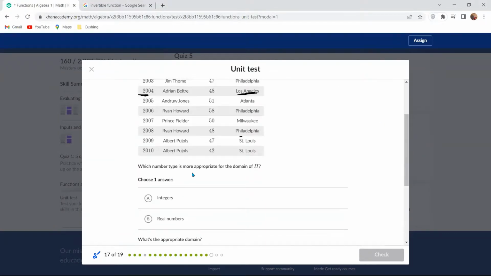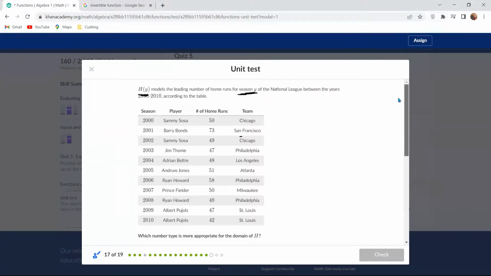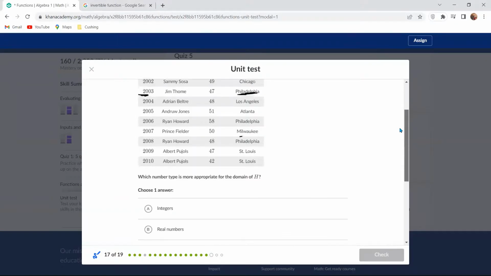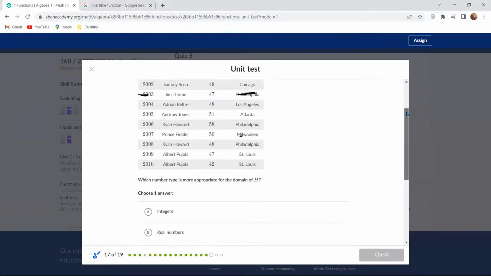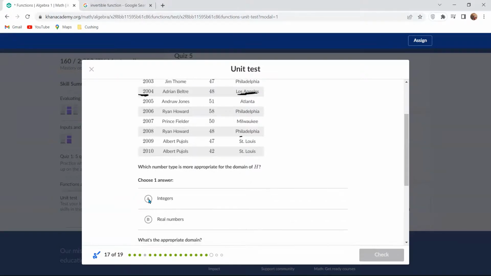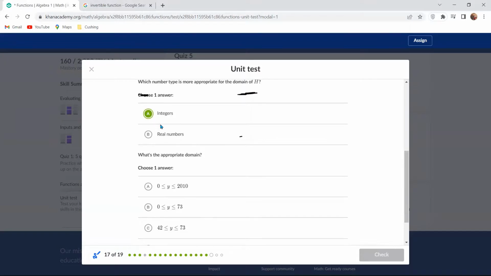Which number type is more appropriate for the domain of age? So the domain is the input, which is the year. What is an appropriate number type? Real numbers or integers? Years are counting numbers. We'll call those integers. I am not the most solid on definitions of types of numbers, but let's cross our fingers. You can look that up somewhere on YouTube.